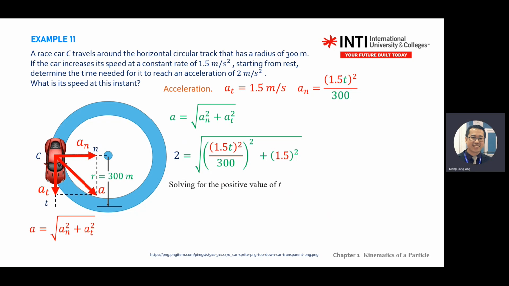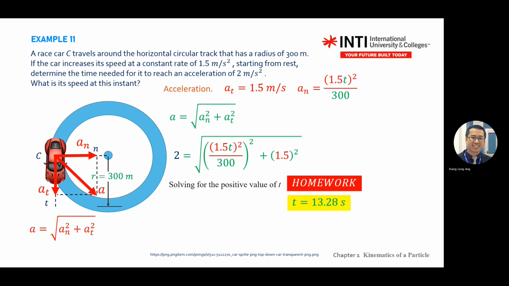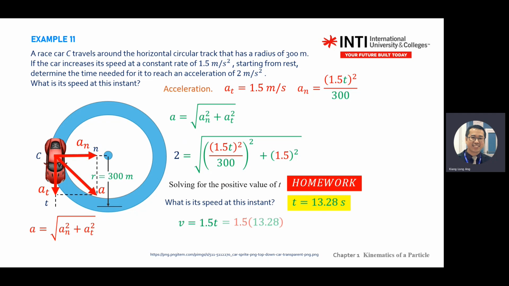Okay. So again, when you square root, you have a positive and negative answer. Get the positive t. The homework is to find this one, the t. The reference answer is 13.28 seconds. For this module, minimum 2 decimal places, maximum 3 decimal places. What is the speed? For the speed, you define one equation for the velocity. V equal to 1.5, substitute this inside there, you get the velocity.